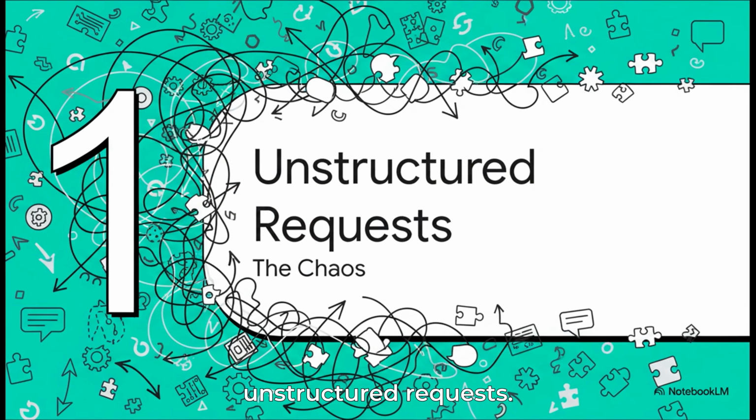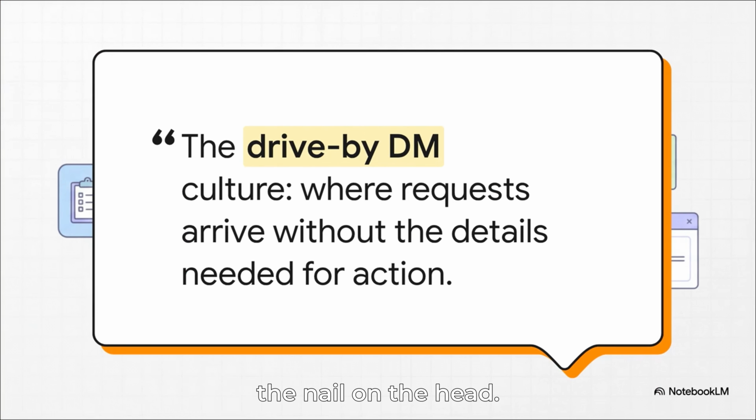Okay, section 1. The chaos of unstructured requests. Before we actually build any automations, we really need to pinpoint exactly what's breaking down in our current communication loops. There's a quote that perfectly hits the nail on the head. The drive-by DM culture, where requests arrive without the details needed for action. That drive-by DM culture is just fundamentally flawed, because when anyone can ping anyone at any time with a super informal message, there's zero standard intake process.